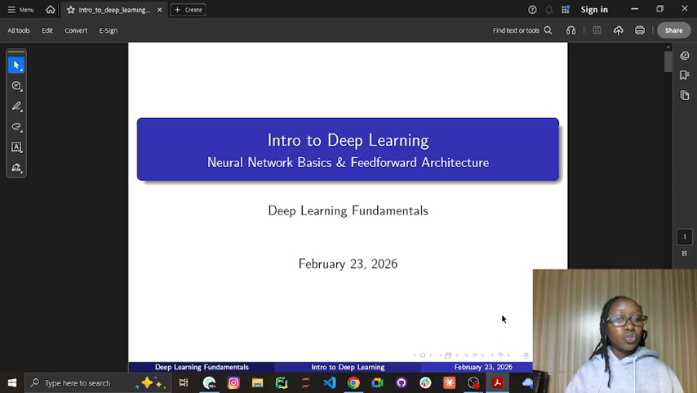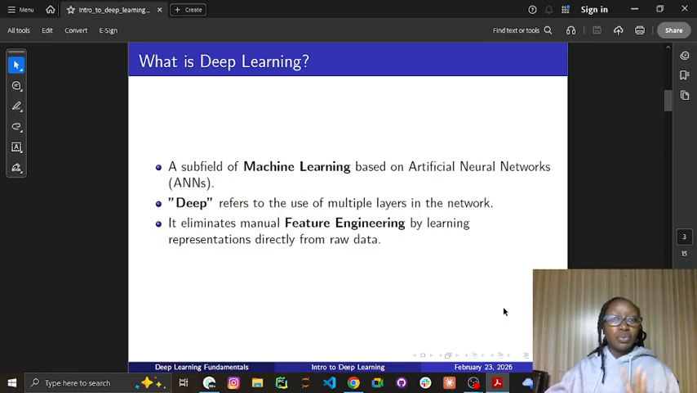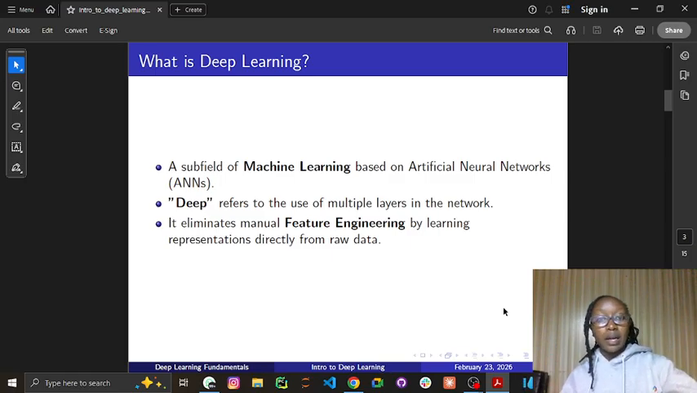Our topic today is to understand the age of anatomy through deep learning. We shall move from traditional feature engineering into deep learning, where we study neural network basics and the feed-forward architecture. We will look into the introduction, then the neural network basics, then the feed-forward architecture, and the training, and then we shall do a conclusion. Today we won't have hands-on, but we will do it in the next session. So, let's go into it.